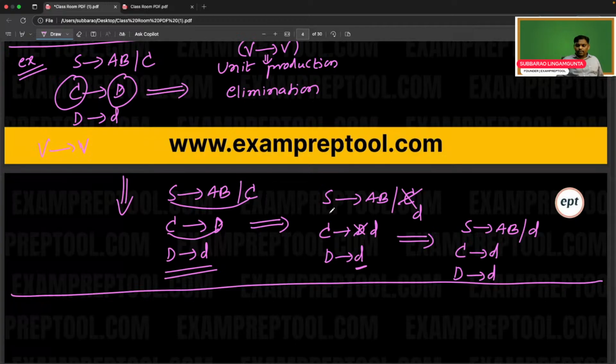Check. This is the meaning of unit production elimination. What is unit production elimination? A single variable generating a single variable is called a unit production. We have to eliminate those kinds of things. You may say, sir, what is the need? What is the use of a unit production? One variable calling another variable, calling another variable, calling another variable.